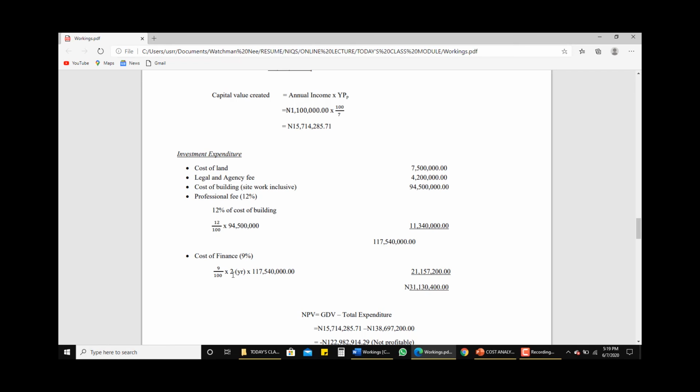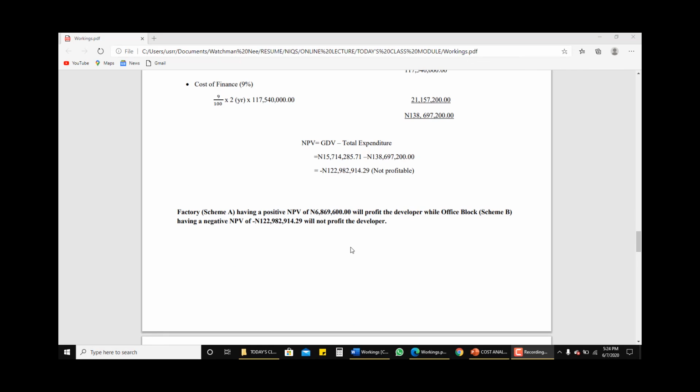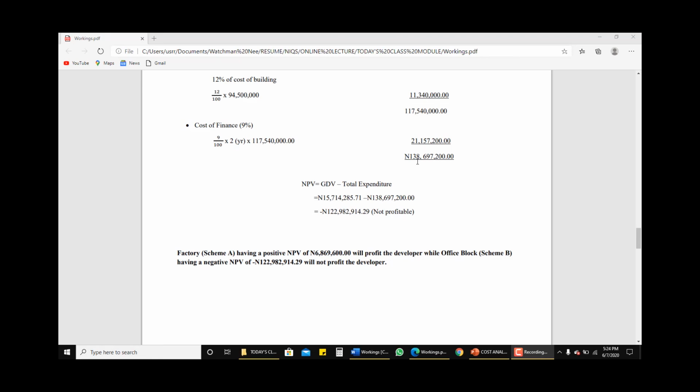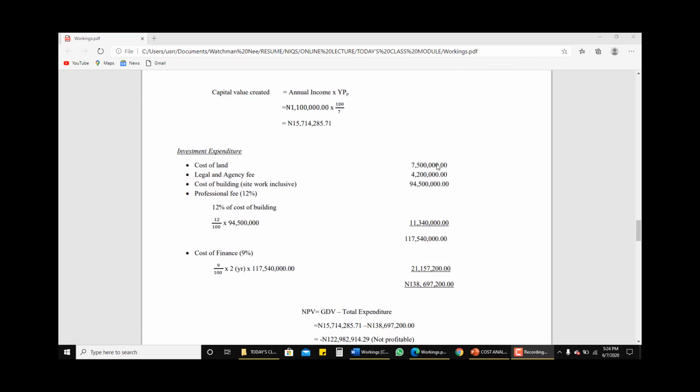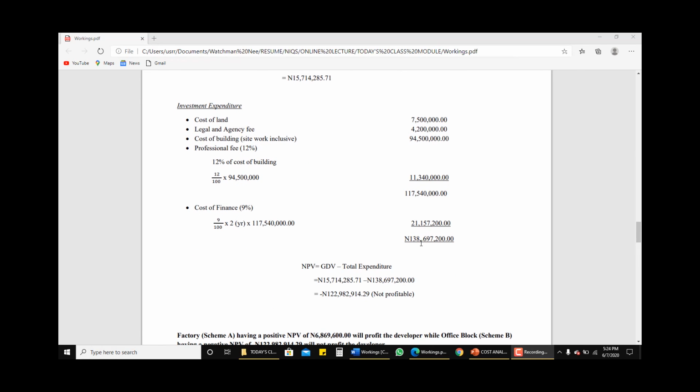But this time around, the contract period is 2 years, so we are going to give consideration to that. So we could see that we have given consideration for the 2 years here. Our cost of finance is therefore 21,157,200 naira. So we have a total of 138,697,200 naira as our investment cost here.